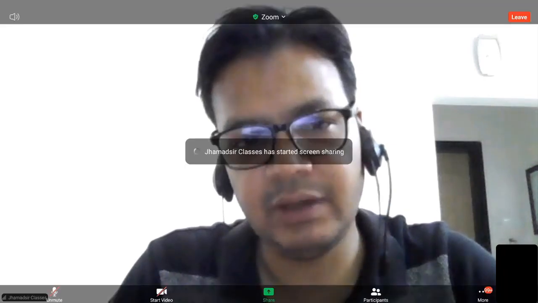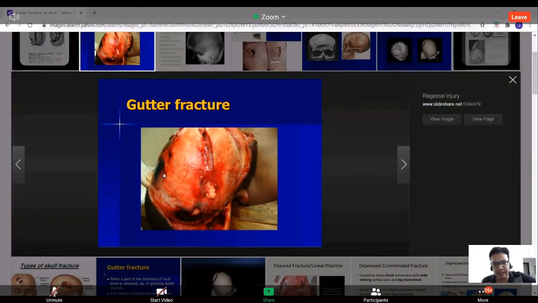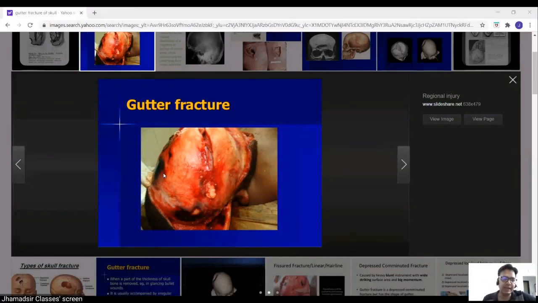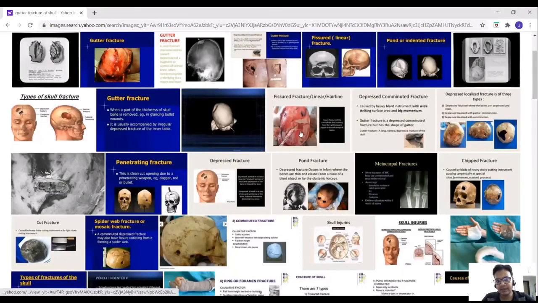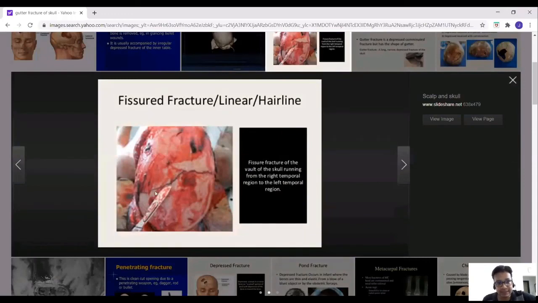Okay, this is good. I will show you. This is forming a gutter. This is a gutter fracture. You can see this is a gutter created by a bullet in skull bone. Okay, is it visible, my dear friends? Second, this one. See, a very good picture here. This is a linear fracture.